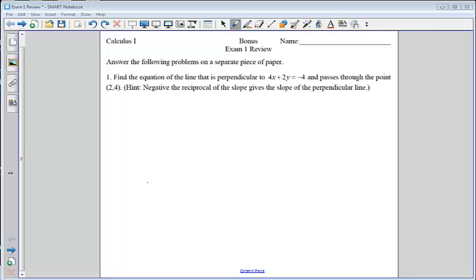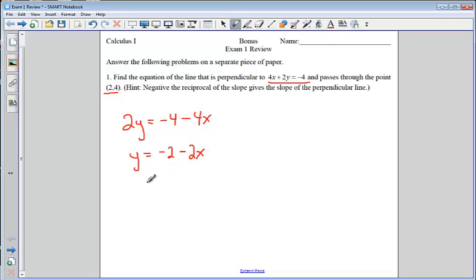This is exam 1 review, and we start with number 1, which says find the equation of the line that is perpendicular to 4x plus 2y equals -4 and passes through the point (2, 4). Okay, so we begin with solving this equation, and we get 2y equals -4 minus 4x. Divide both sides by 2, so we get y equals -2 minus 2x. And so we see the slope of this line is m equals -2. It's just the coefficient in front of the x term.